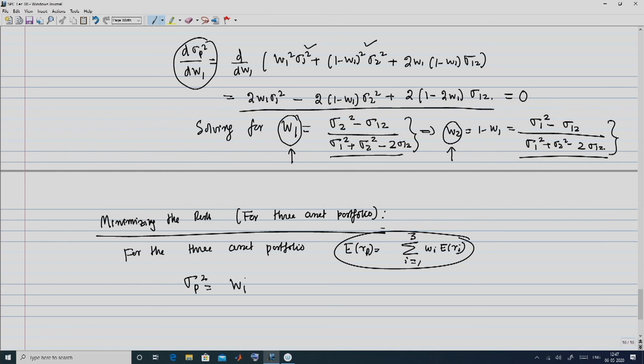Here we recall that σp² is W1² σ1² plus W2² σ2² plus W3² σ3² plus 2 W1 W2 σ12 plus 2 W1 W3 σ13 plus 2 W2 W3 σ23.